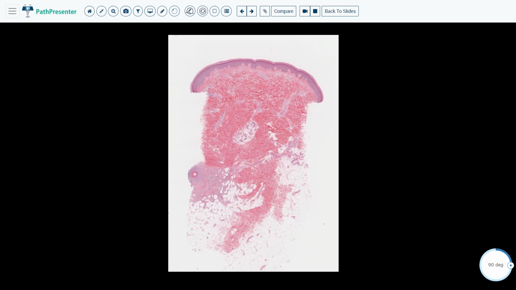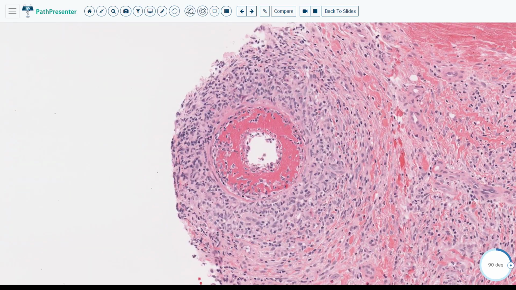This is a skin punch biopsy. You can see the epidermis up here at the top. Down here are some sweat glands right here. The pathology is, of course, down here. Let's take a closer look. This artery has an obvious bright orange-pink material right here, which is known as fibrinoid necrosis.